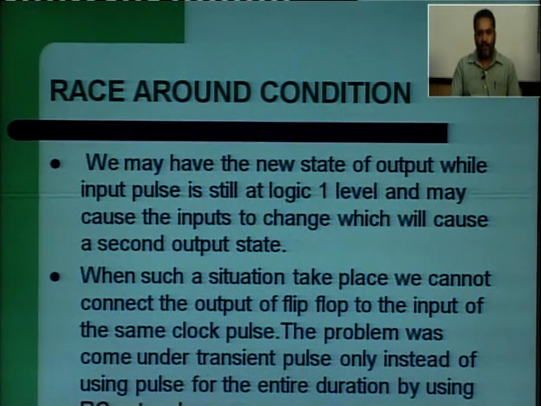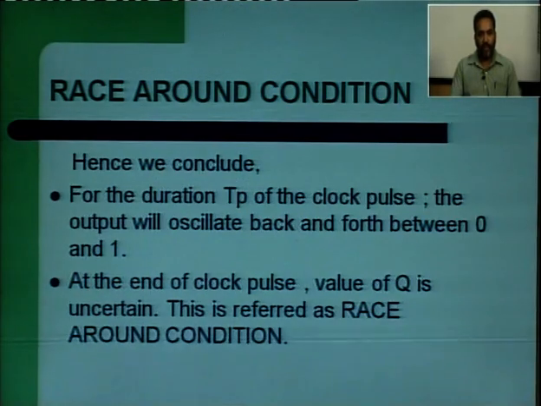This will cause the second output state. So, when such a situation takes place, we cannot connect the output of the flip flop to the input of the flip flop at the same clock pulse. The problem comes under the transition pulse only, instead of using the pulse for the entire duration by using an RC network. We can conclude from the last two slides that for the duration of the TP, the transition period, of the clock pulse, the output will oscillate back and forth between 0 and 1, meaning the output will change twice in that period.